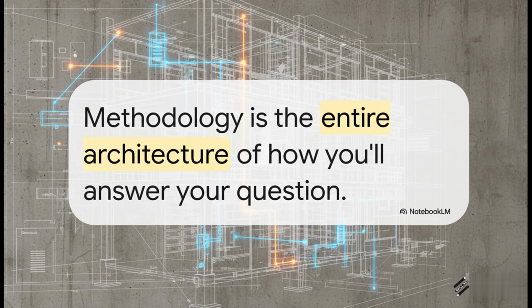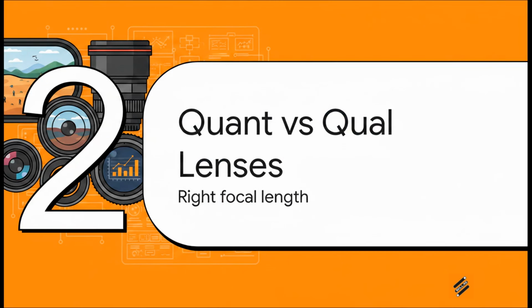This single upfront choice cascades through every other decision you make. It dictates your research design, like choosing an RCT versus an observational study. It dictates your sampling strategy, your data collection methods, and your analysis approaches. It's your structural foundation. Moving on to part two, quantitative versus qualitative lenses, or selecting the right focal length.